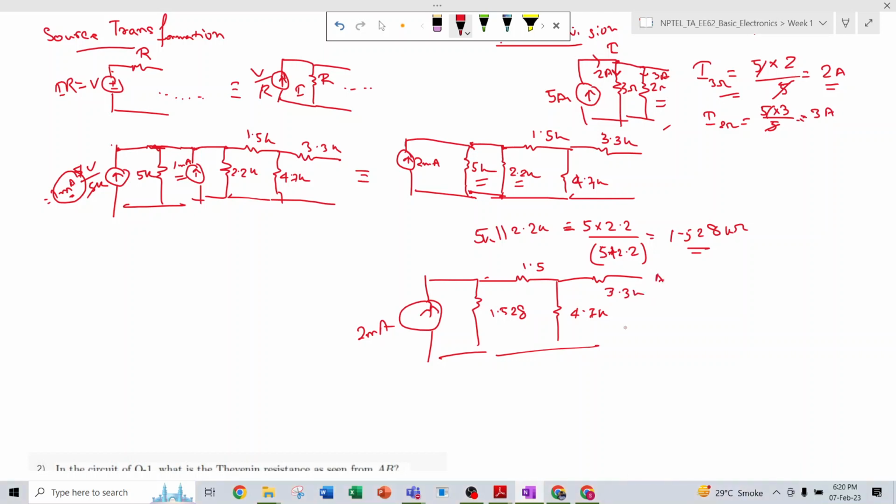So this node is A and this node is B. So now it is easy to find the voltage across this AB. How? Some of the current will go through here, and the rest of the current will flow through this, and as this terminal is open, no current will flow through this, that is I equal to 0.